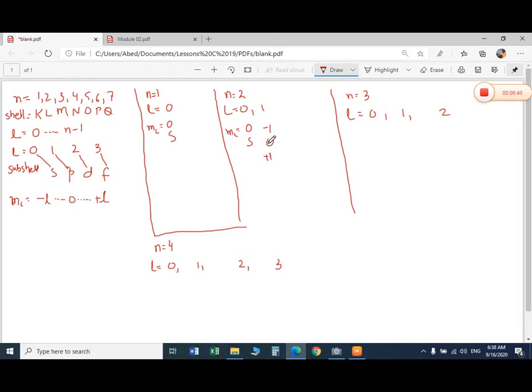The meaning here is that these are 3 orientations. These are the quantum numbers for this subshell, and inside this subshell there are 3 orbitals: minus 1, 0 and plus 1. And the names are Px, Py and Pz. So the orbitals here will be equal to 3.